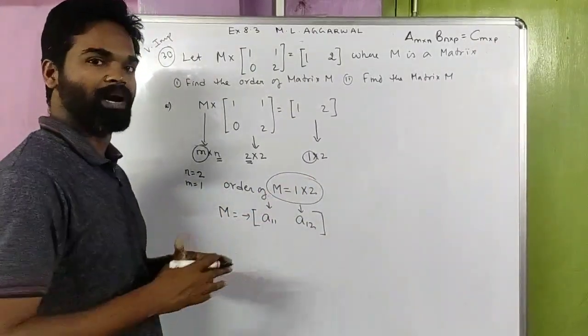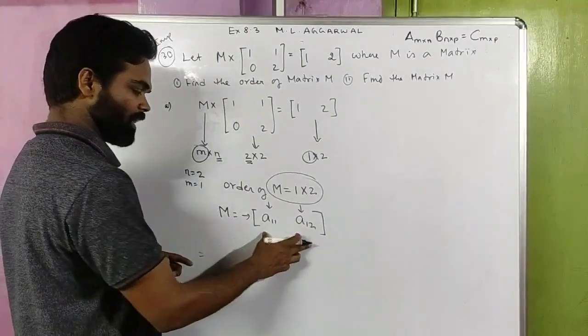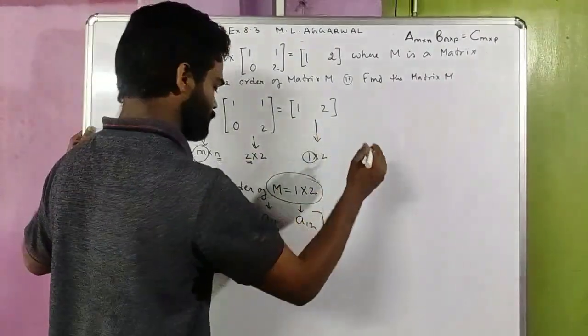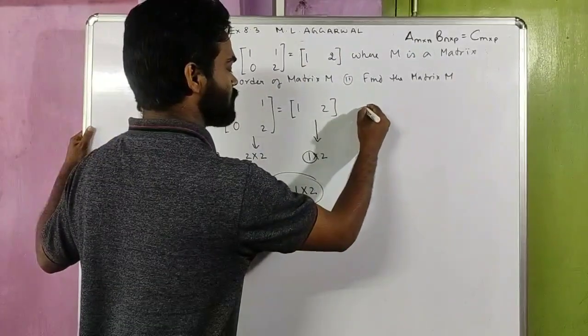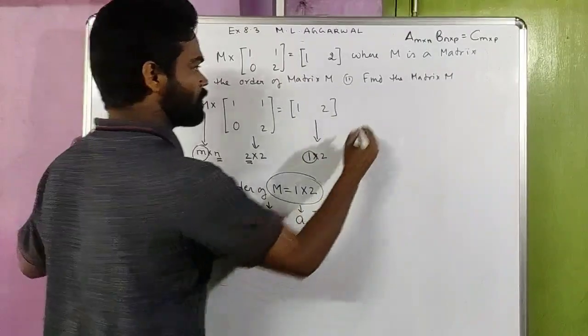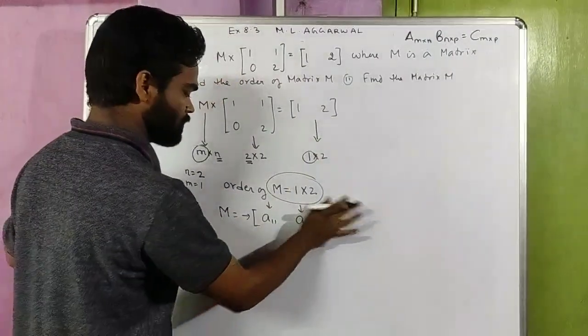Now we'll find this matrix M. We know we can write the matrix M as this. So now this is matrix M. Just write there are 2 elements.